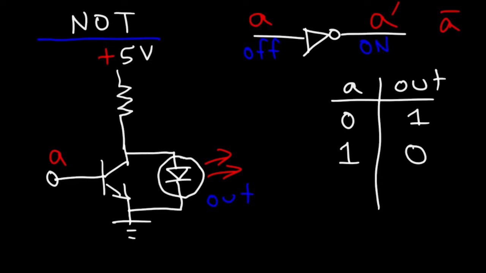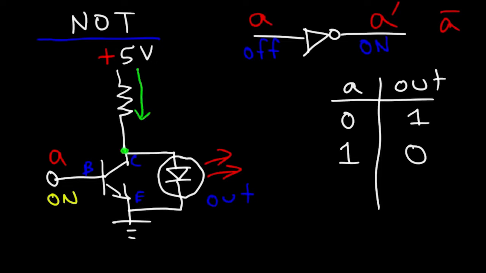So let's say the input A is in the on state. Will the LED be in the on state or the off state? Well, let's analyze it. Once we apply a voltage to the base of the transistor, current will be able to flow from the collector to the emitter. So current will flow from the positive 5 volts through the resistor.